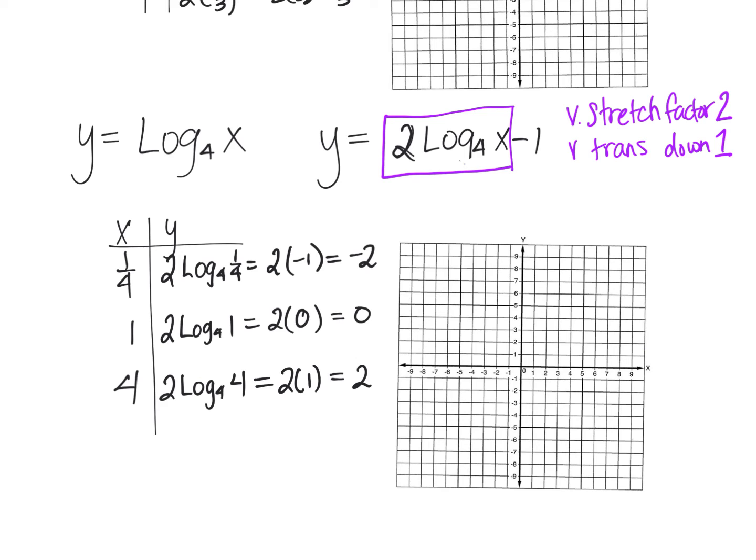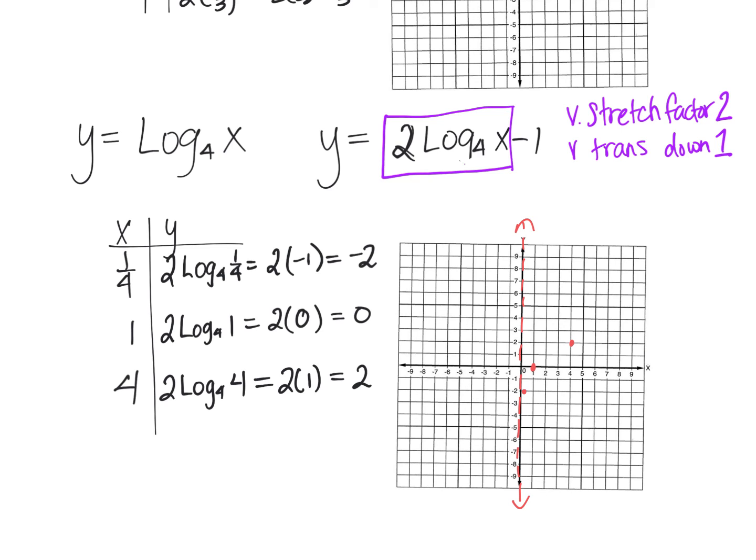So this graph has not moved right-left, which means the asymptote is still on the y-axis. This asymptote will move right-left, the vertical one. The horizontal asymptote will move up and down. So here are my initial points. 1/4, -2, 1, 0, and 4, 2.